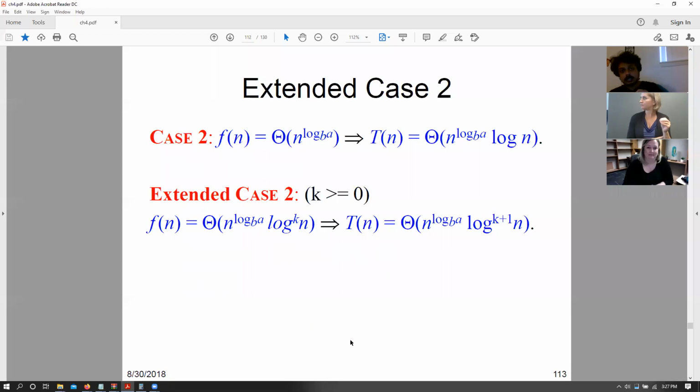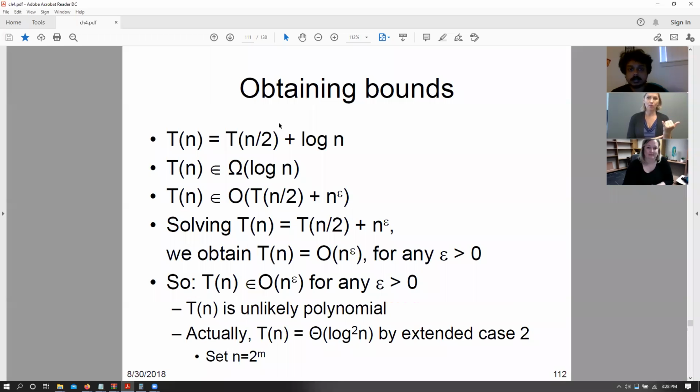Okay. So now, lastly, let's look at the particular equation T of n by 2 plus log of n. Up to now, we have not looked at any particular solutions with log of n as merging complexity. We know that it is omega of log of n and big O of n to the power of some epsilon.